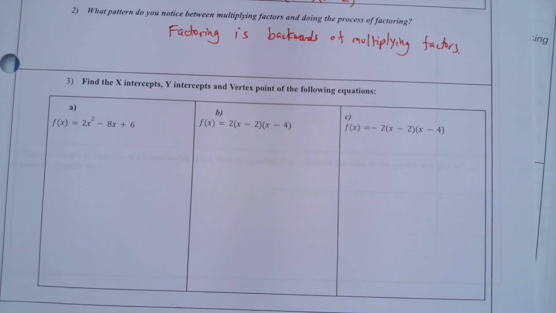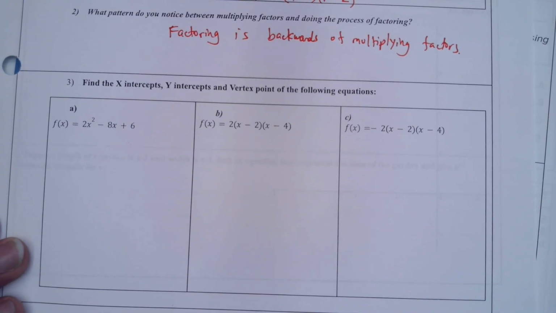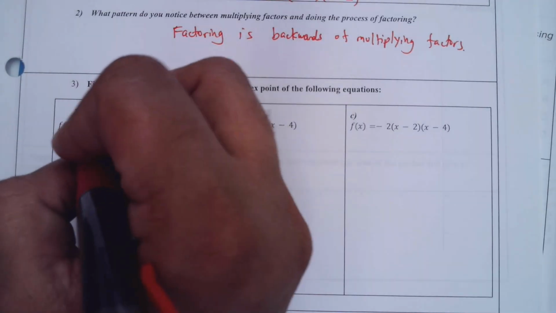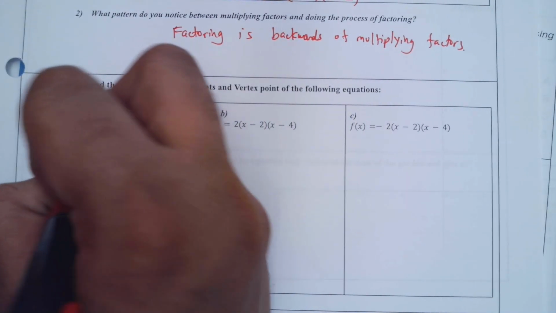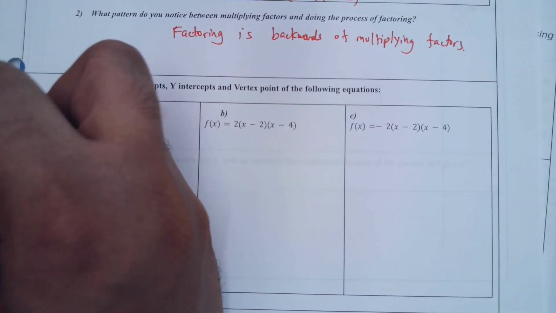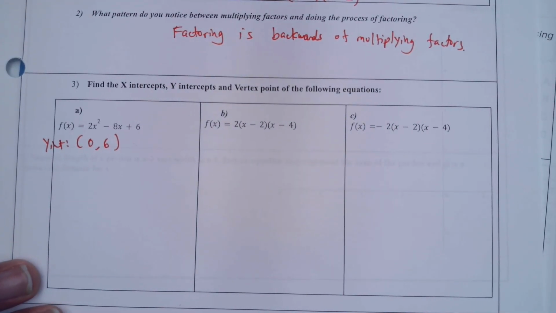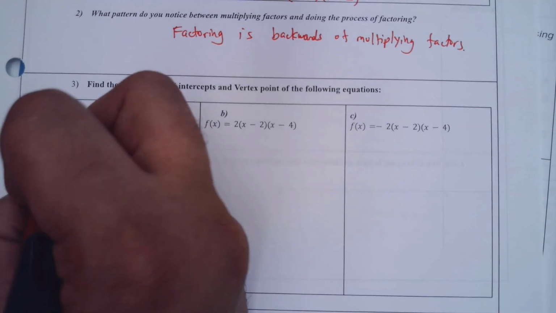Alright, so now that you have this, you have to find the x-intercepts, y-intercepts, and the vertex point. To find the y-intercept, all you do is plug in 0 for x. If you plug in 0 for x here, your y-intercept is 6.